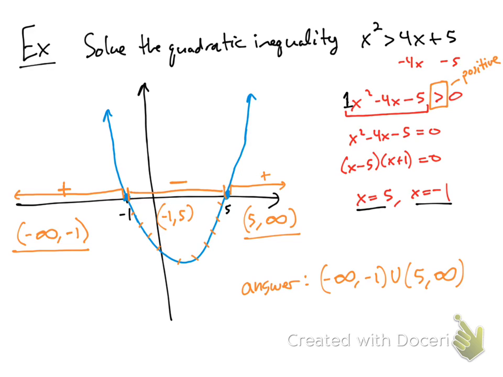I just want to circle back to why we don't include the endpoints on these intervals. The reason is because the original inequality was greater than 0. So at the endpoints of these intervals, at negative 1, the function is actually equal to 0, and at 5, the function is equal to 0. So when we have a greater than 0, we're going to use parentheses. But if we had greater than or equal to 0, we would use the square brackets on the interval, because we would be including those endpoints, because those endpoints tell us when the function is equal to 0.